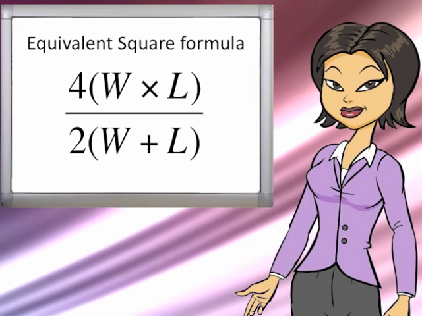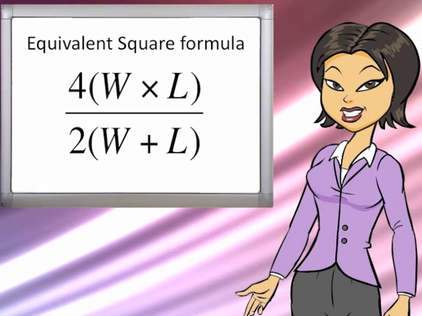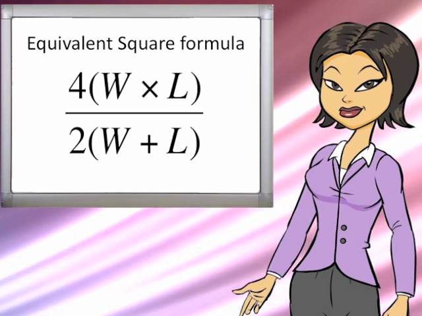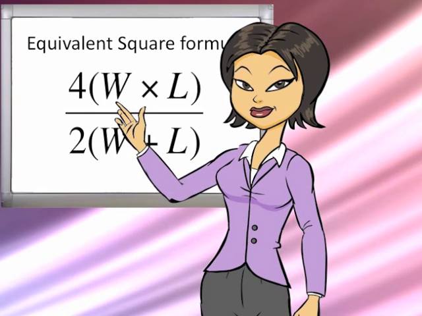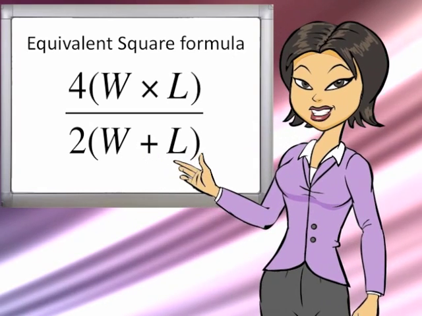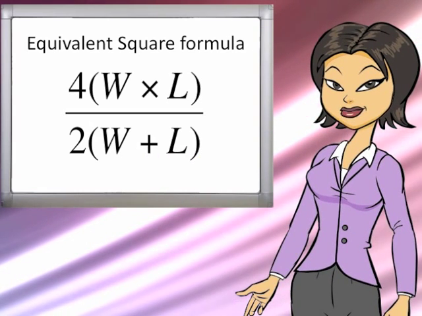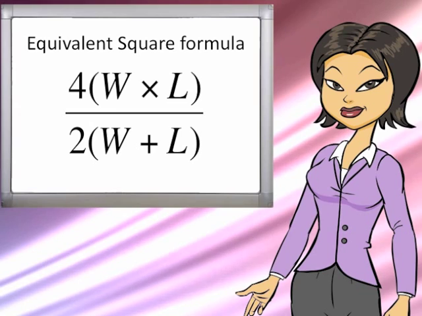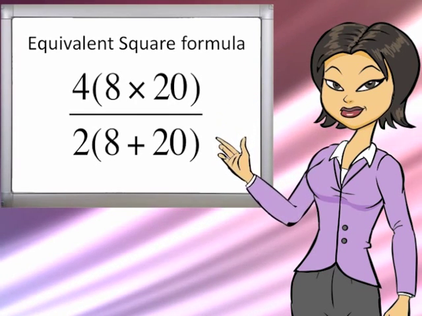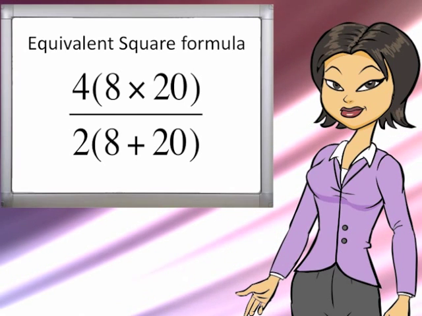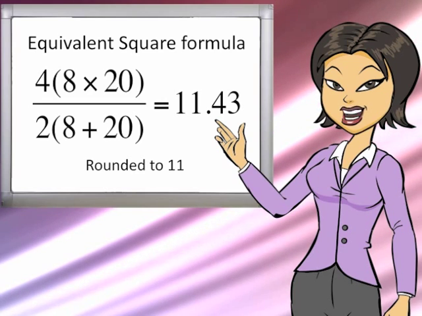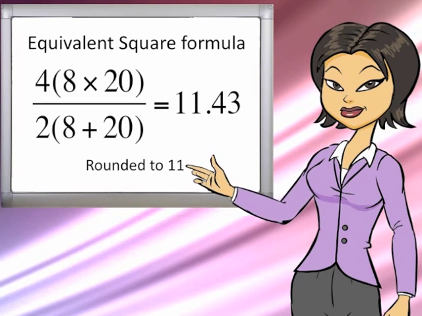Now we must convert the 8 by 20 centimeter rectangular shape into a square using the equivalent square formula, which is 4 times the width times the length, divided by 2 times the width plus the length, or 4 times the area divided by the perimeter. So our equivalent square formula will look like this. And our result is 11.43, which we will round to an equivalent square of 11.